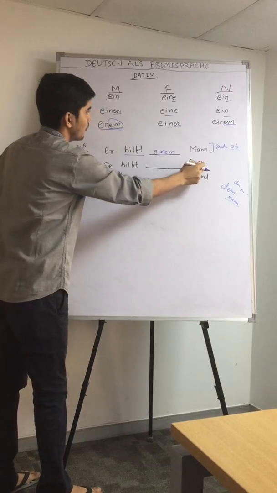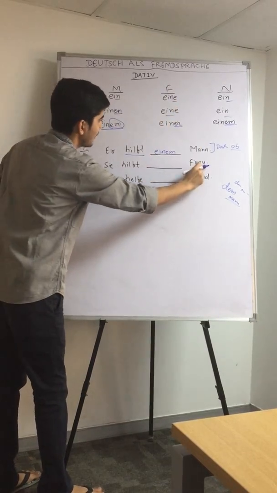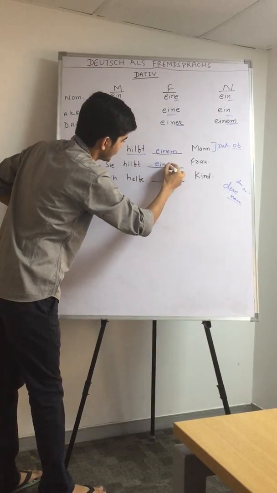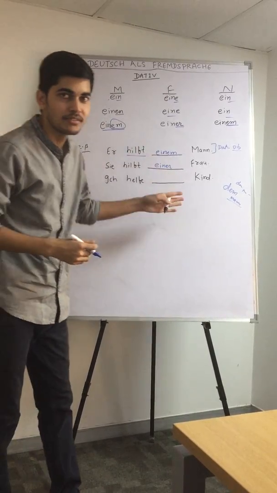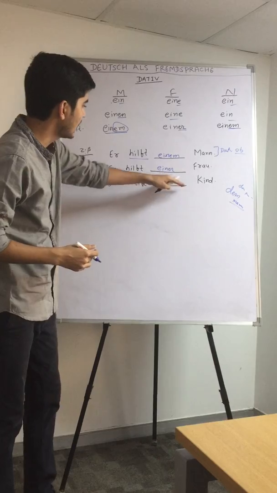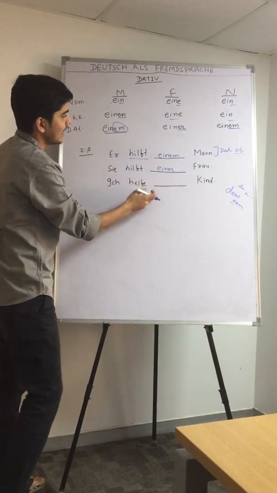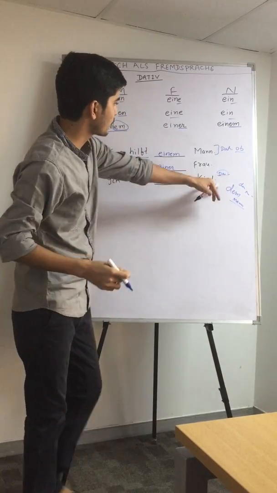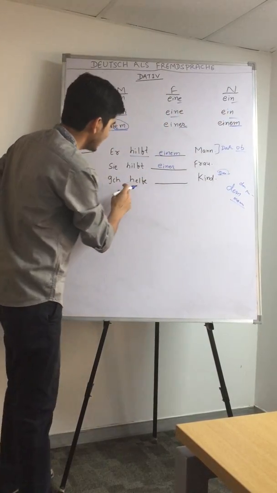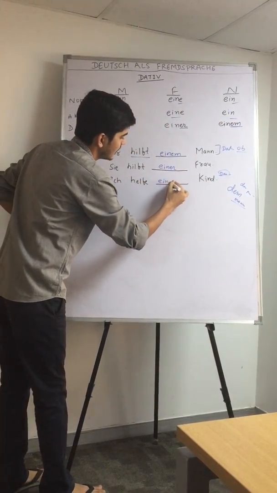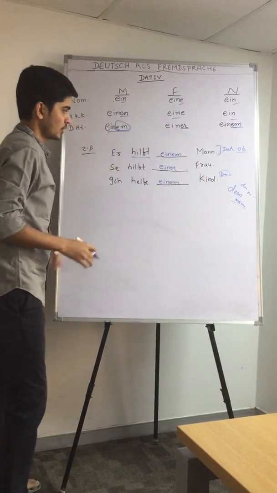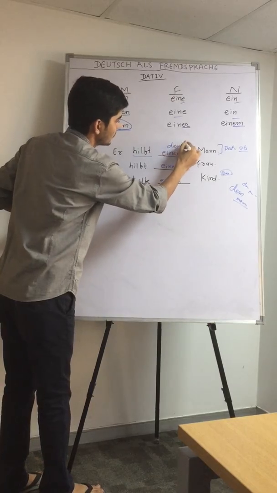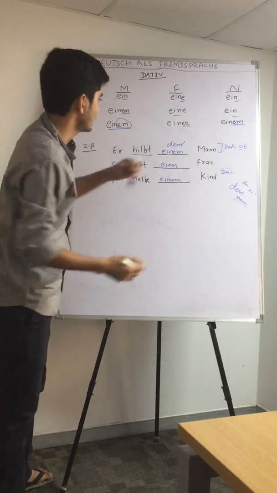So Frau is die Frau, feminine. So in case of feminine, dative indefinite article is einer. So sie hilft einer Frau. Sie hilft einer Frau. Ich helfe Kind, das Kind. So neutrum means einem. Ich helfe einem Kind.